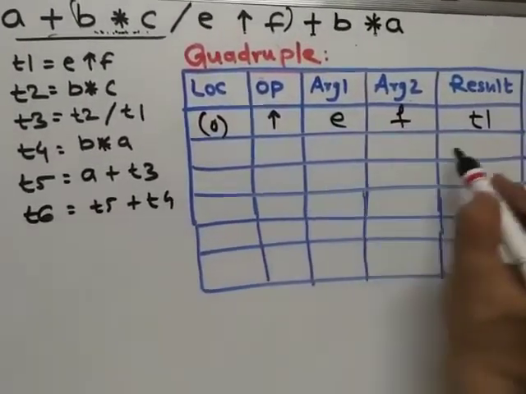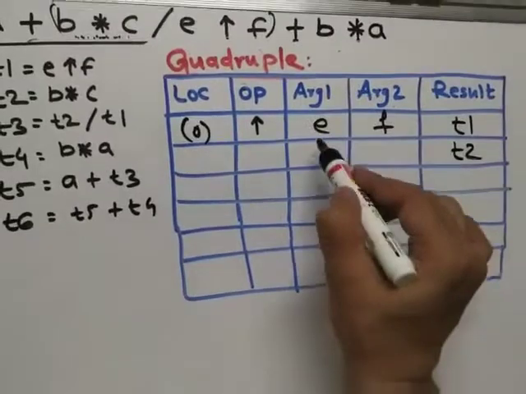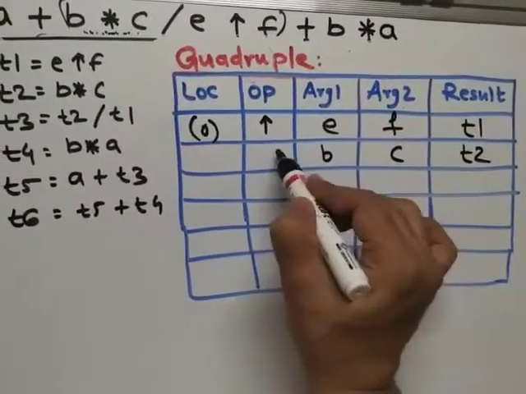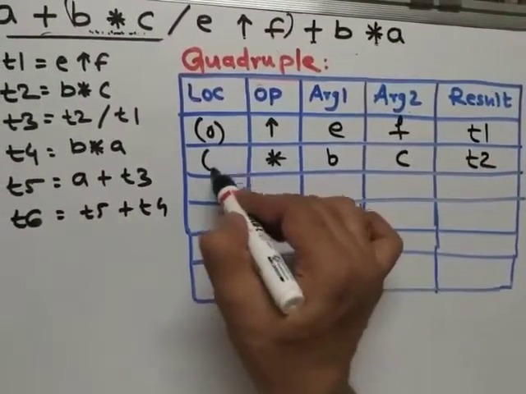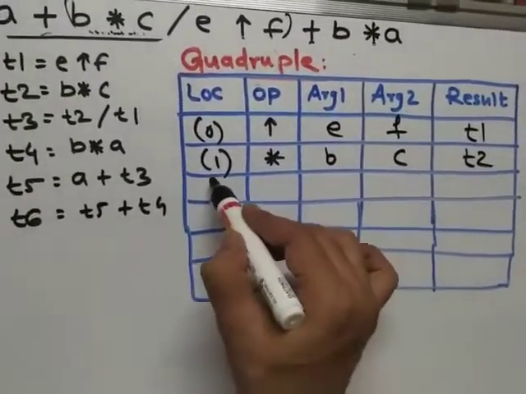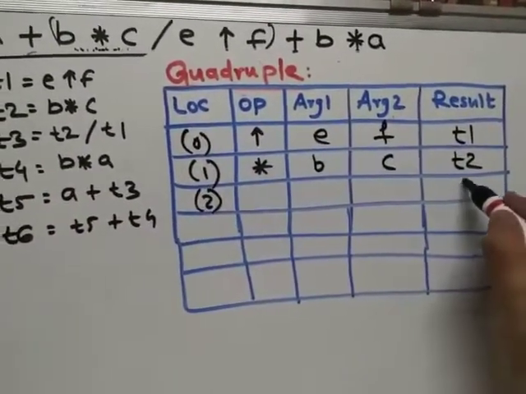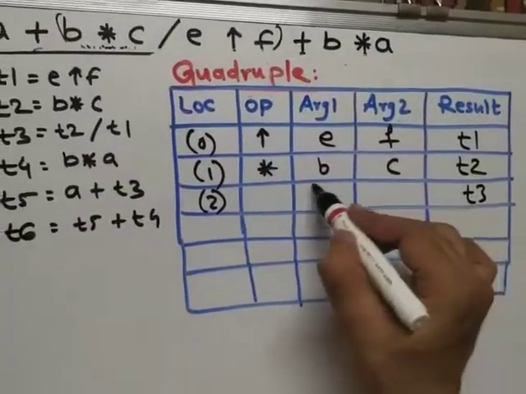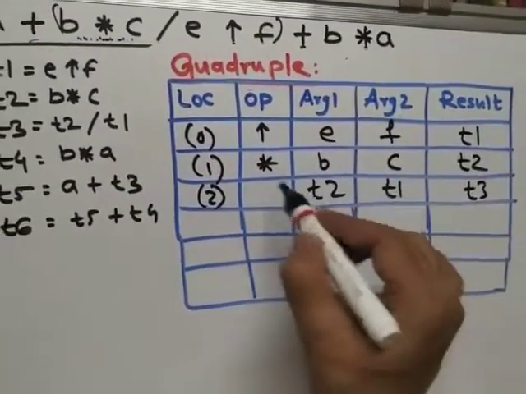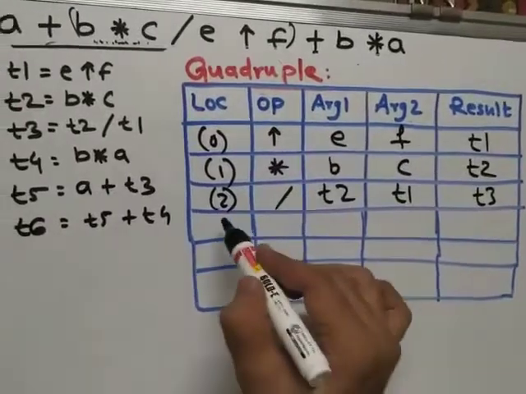Then t2 is the result. b is the first argument, c is the second argument, and the operator is multiplication. It is at location 1. The next location, that is location 2, third code, that is t3 is the result. First argument is t2, second is t1, and both are operated by the division operator.